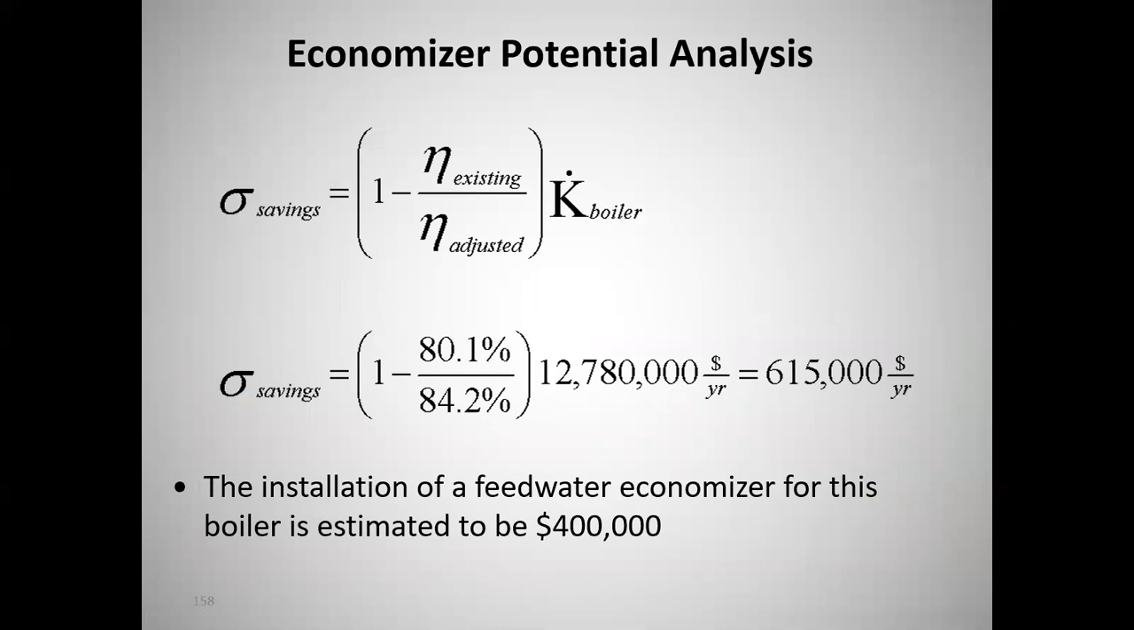There we go. There's our cost numbers. $615K a year. Ooh, I'd like to have a piece of that. Maybe they'll give me a 5% bonus for suggesting it. Estimated $400,000 or $500,000. Still under a 1-year payback.